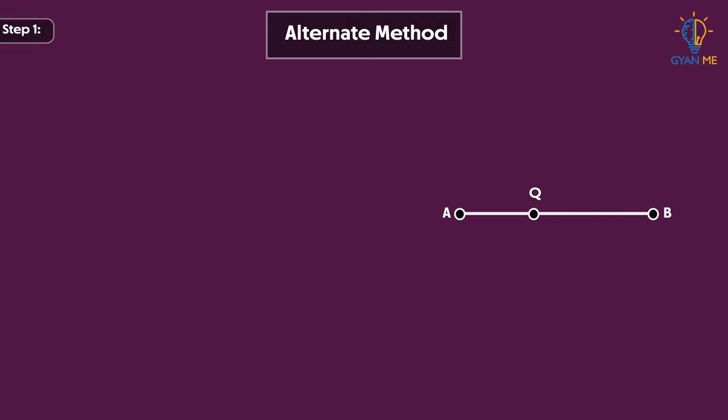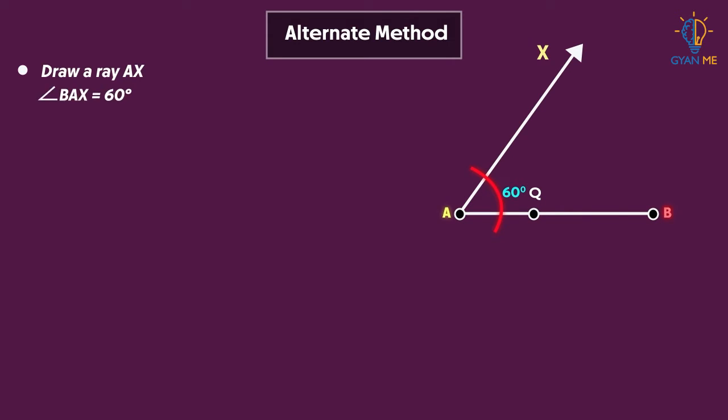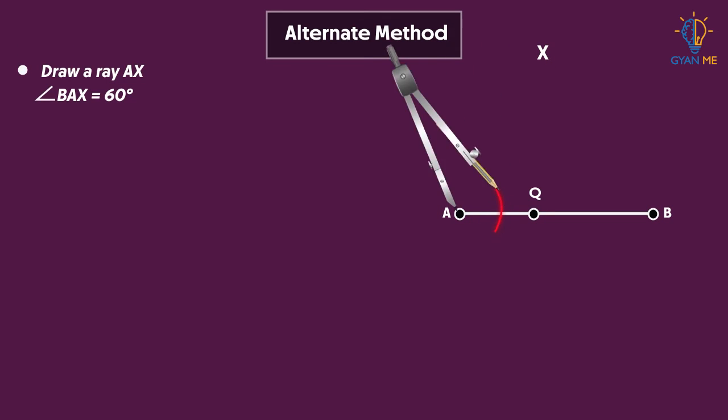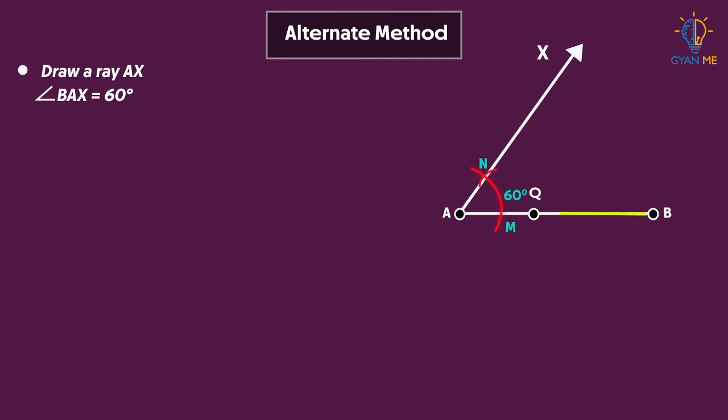Step 1. Draw a ray AX making an acute angle with line segment AB, say 60 degrees. Therefore, angle BAX is equal to 60. To draw a 60 degree angle, draw an arc on AB with suitable radius which intersects AB at M. With the same radius, taking M as center, mark another arc which cuts the previous arc at N. Draw ray AX passing through the point N. The angle so formed will be of 60 degrees. That is, angle BAX is 60, which is what we required.